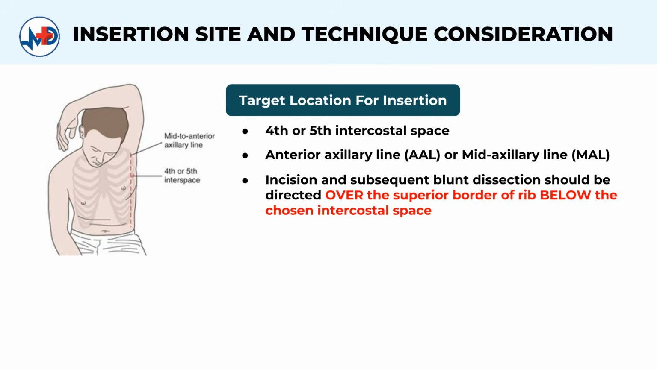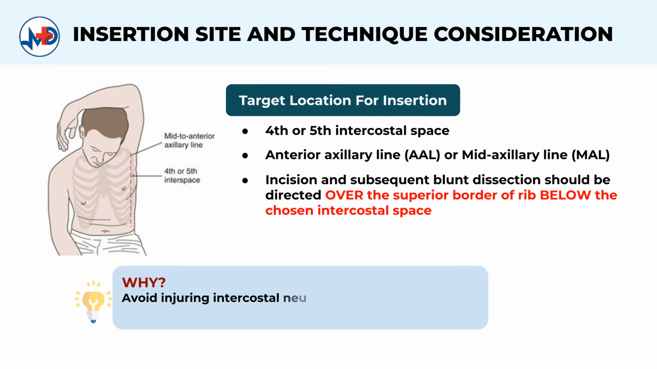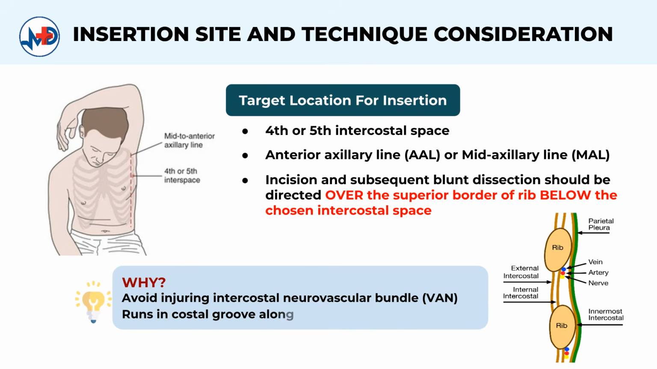Why? This is to avoid injuring the intercostal neurovascular bundle, vein, artery, nerve, superior to inferiorly remembered as VAN, which runs in the costal groove along the inferior border of each rib, so always aim superior to the rib to stay clear of VAN. Careful palpation to identify the correct intercostal space is paramount. Incorrect placement can lead to serious complications, including damage to the lung, diaphragm, liver on the right, spleen on the left, heart, or major intrathoracic blood vessels.